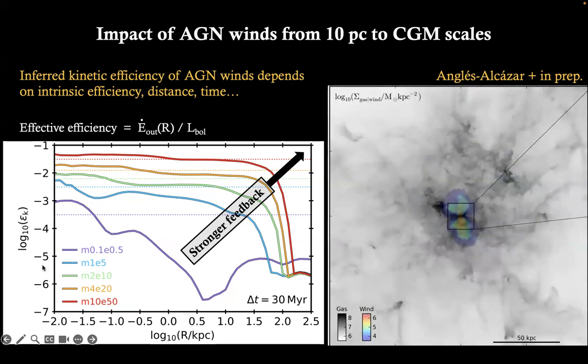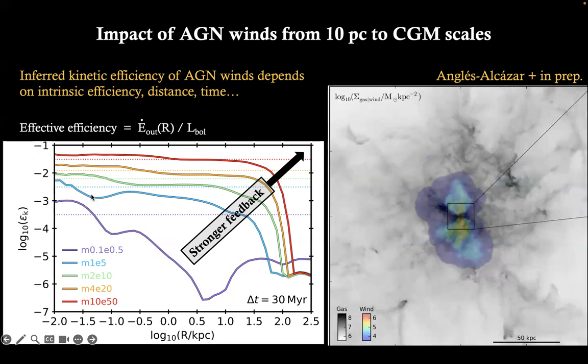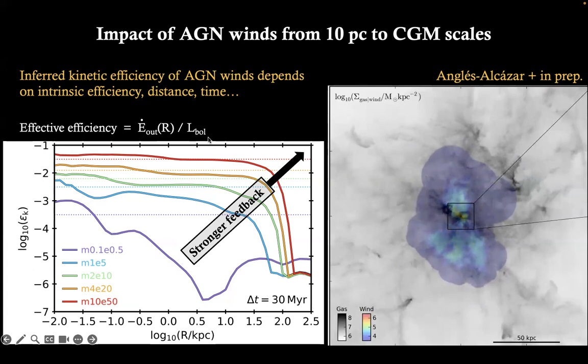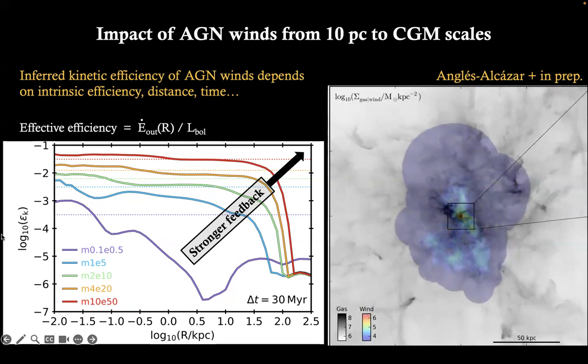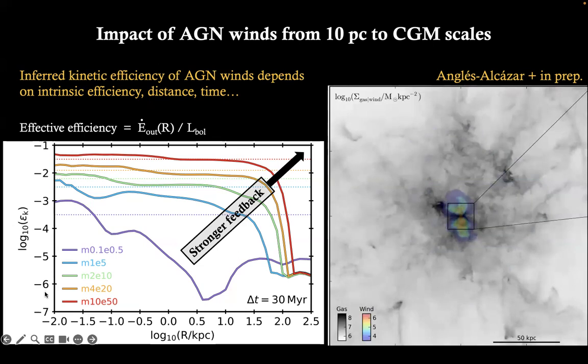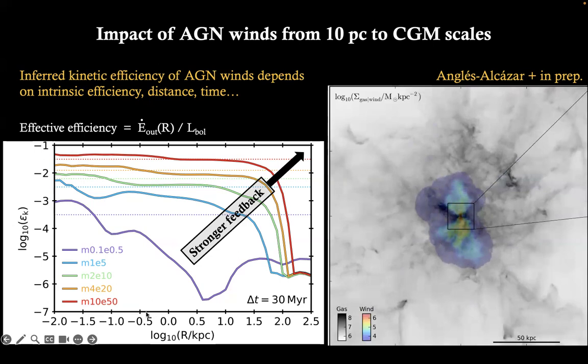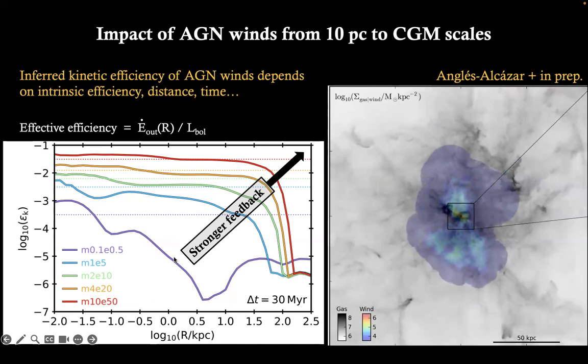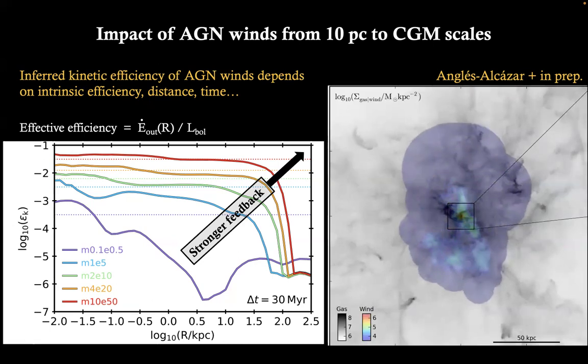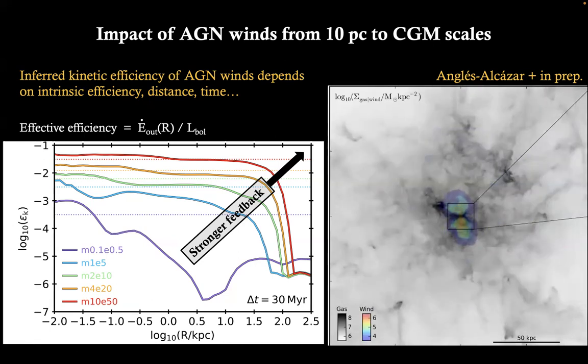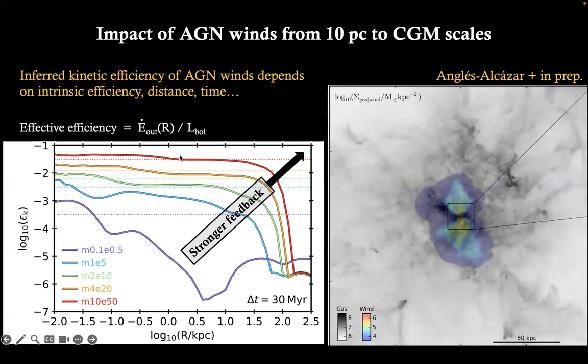So this is illustrated by the plot over here, showing the kinetic efficiency of AGN winds, defined as mechanical energy divided by the volumetric luminosity of the AGN. That would be the efficiency that we would infer if we measure the mechanical energy on different scales, at different distances from the black hole, where again the lines of different colors correspond to winds with different intrinsic efficiencies. The intrinsic efficiencies are denoted by these horizontal lines of different colors.